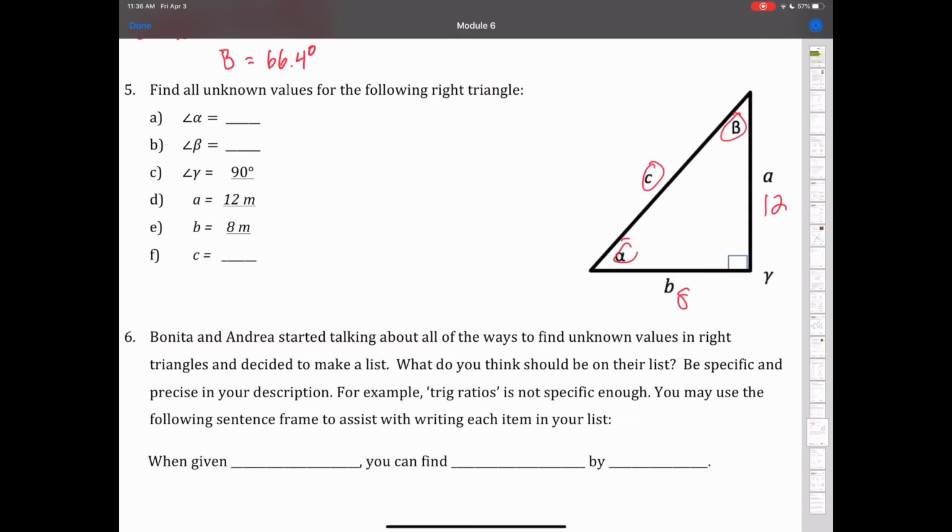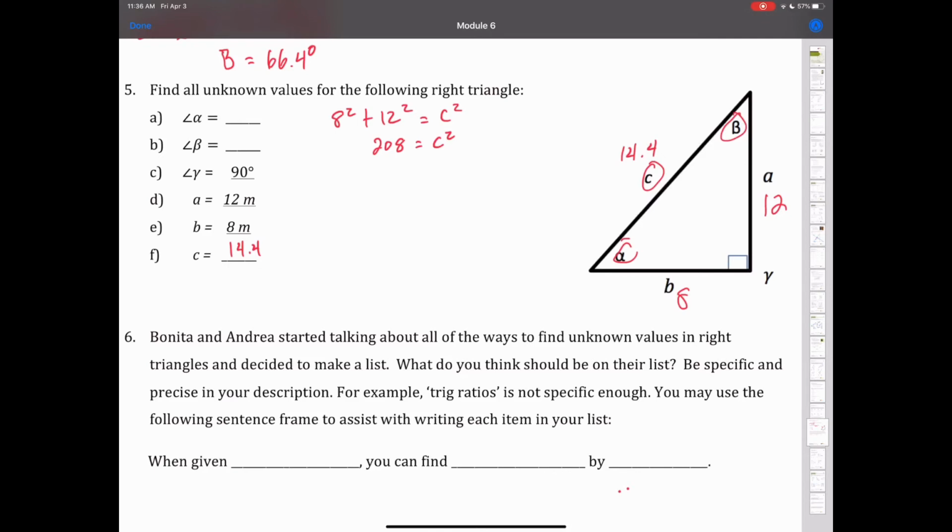Well, hopefully you were successful. Let's go ahead and do this together. 8 squared plus 12 squared. I like finding my side lengths first. So I get 208 equals C squared. When I take the square root of 208, I get 14.4 meters, okay?